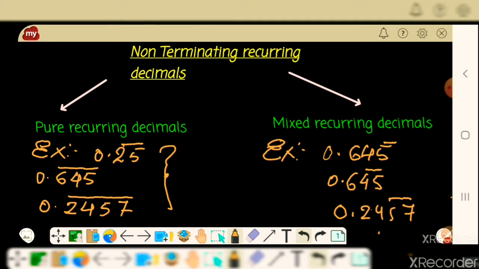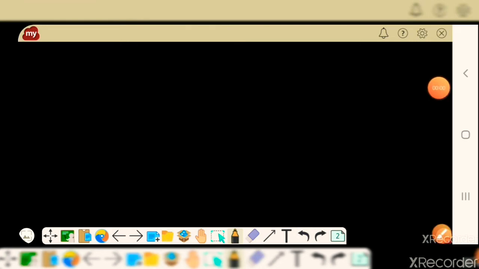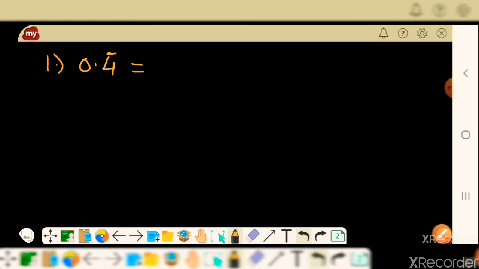So let's start. I'm taking the examples of pure recurring decimals first. Let's say first I'm having 0.4 bar. As you can see here, only one digit after the decimal is repeating, that is only 4. So what you need to do, just you have to write down in numerator the number without the decimal. That is, here only 4 is here, so I have written 4.